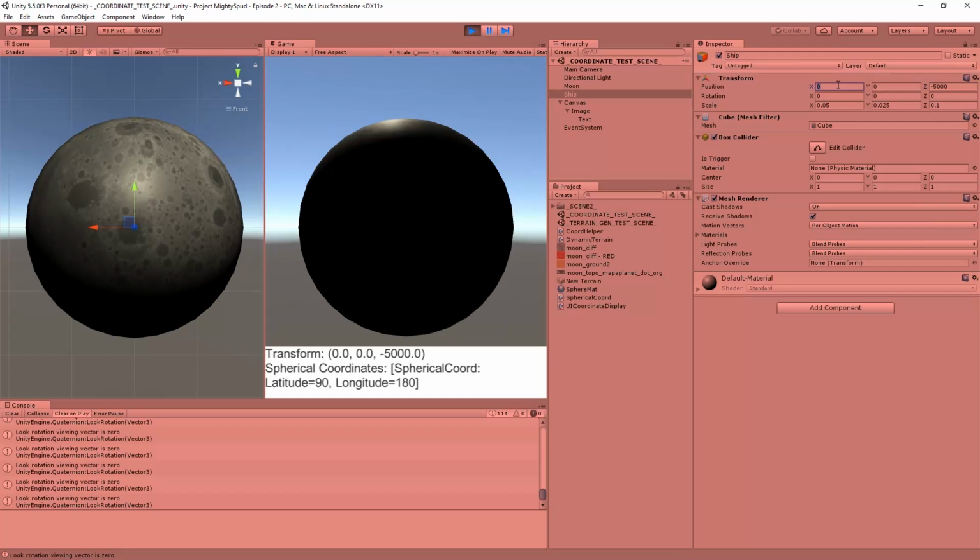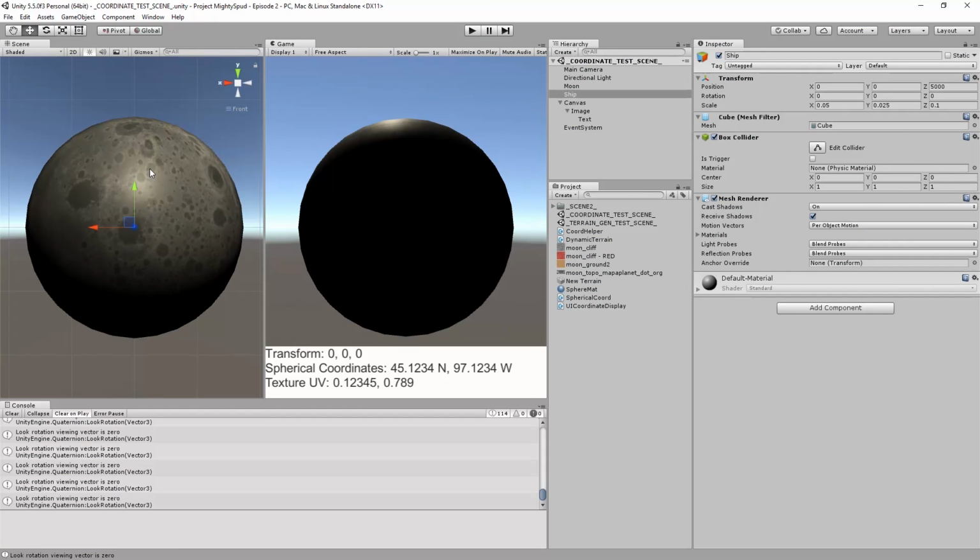That's 180. That's correct. Now, the big question is, if I set the X to minus 5,000, and that's 0. Okay, it's 270. Great. So it is correctly doing a 360 degree around the planet, which is exactly what we're looking for here. That's good. So the only question is, this is the 0. This is our prime meridian over here. And is that a sensible location?